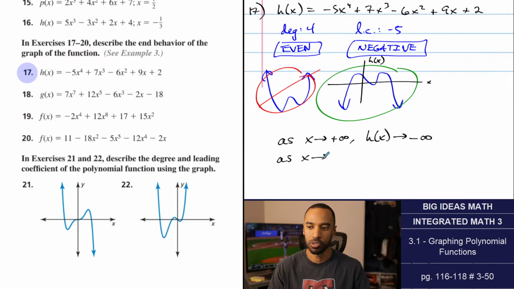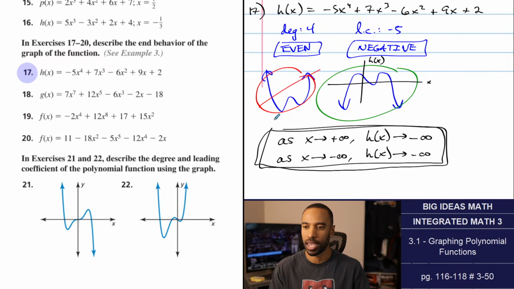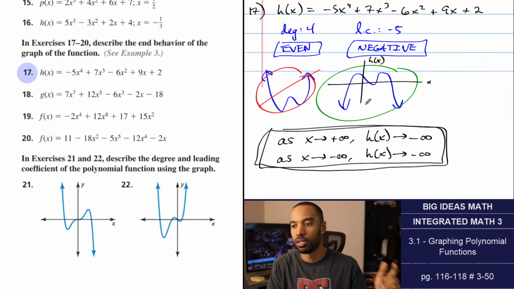So like I said, I'm going to go slowly through these ones if it's your first time actually seeing these. That's the goal. I want to make sure that you're seeing them for sure. This is our answer right here. When they're saying describe the end behavior, that's our description.